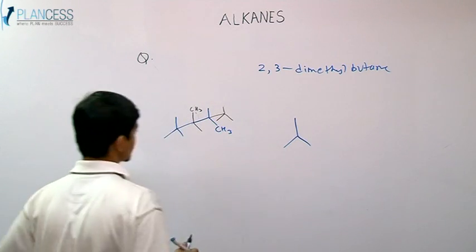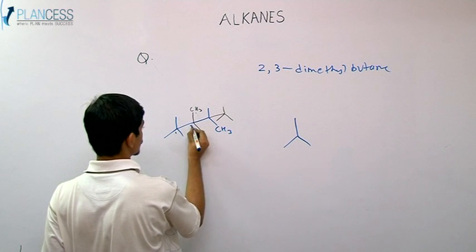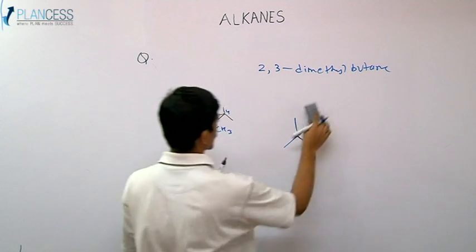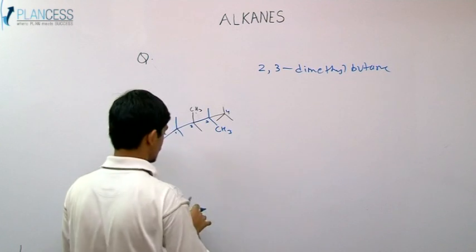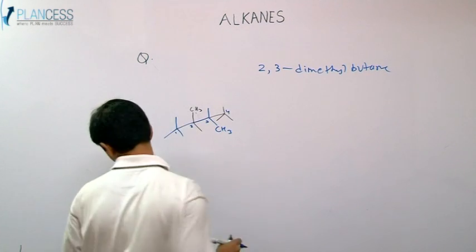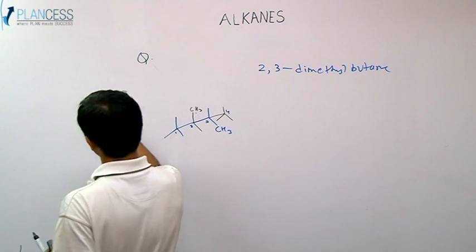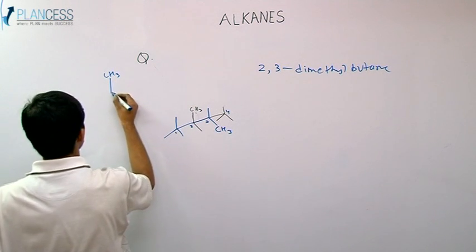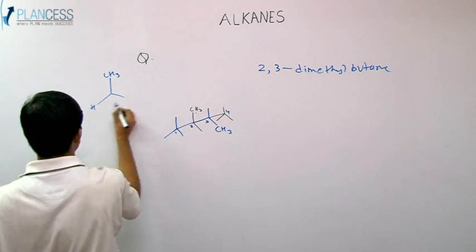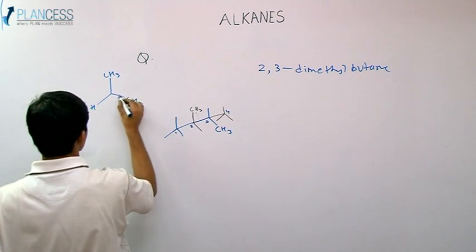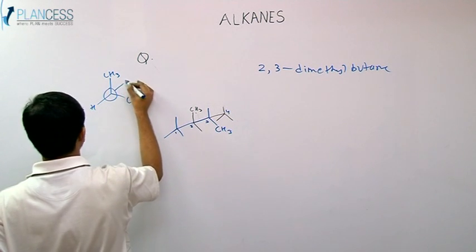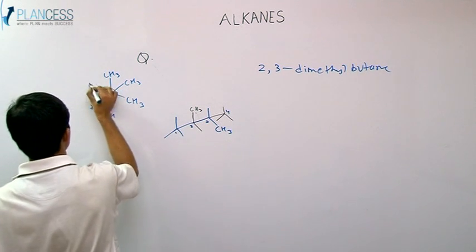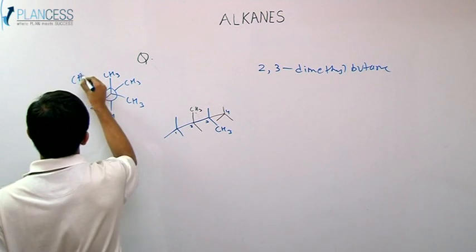And what is the C2-C3 bond? 1, 2, 3, 4. So this is the 2 and 3 bond. So that means first comes the black one. Let me give you your options also. The options are CH3 and H, CH3. Then we have one thing like this, CH3, H, H. This is our first option.